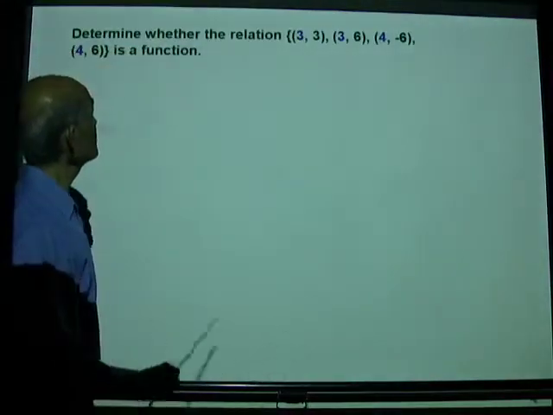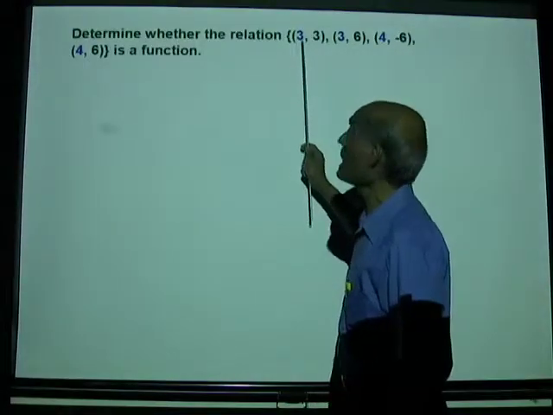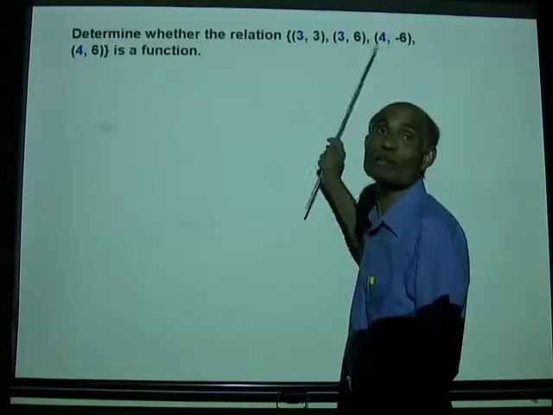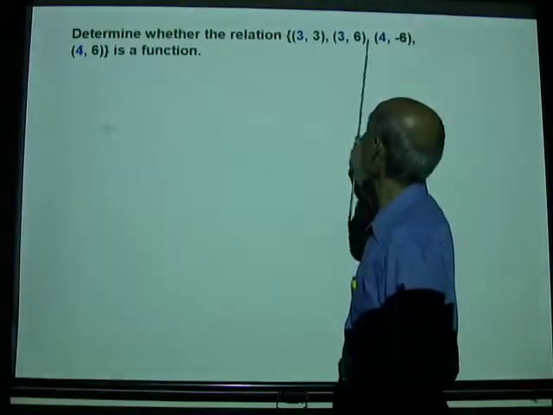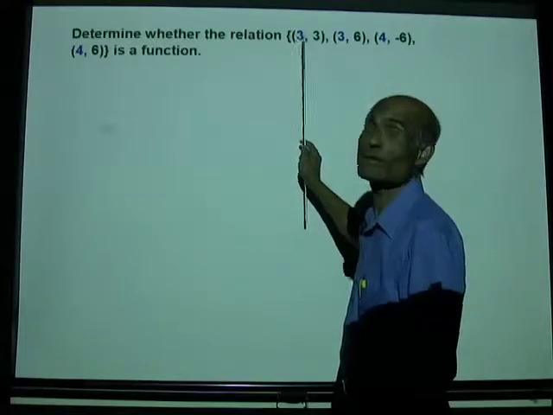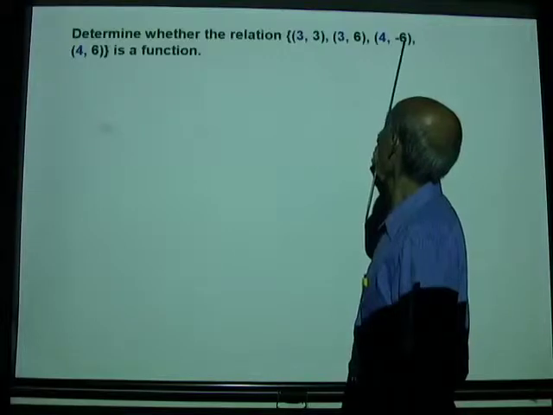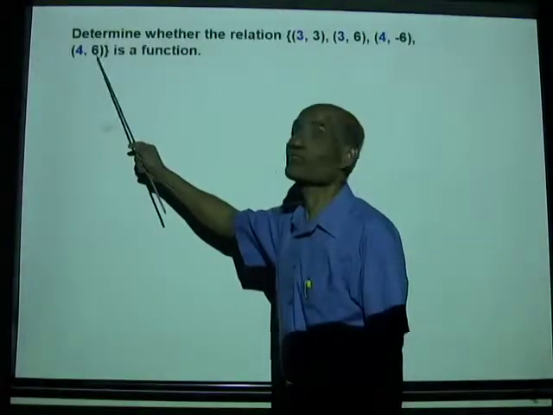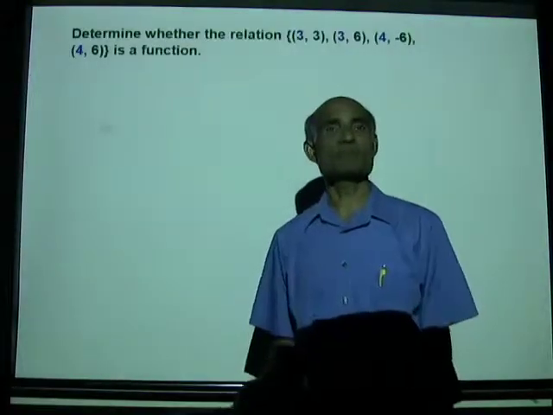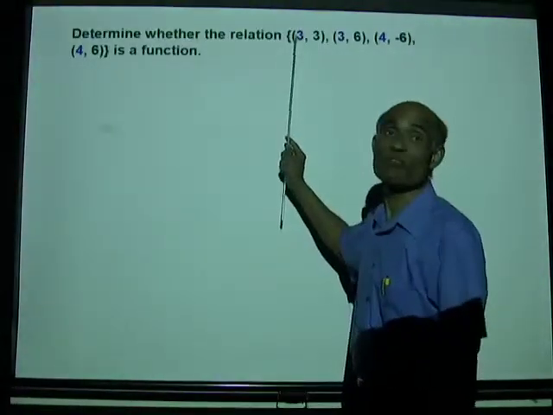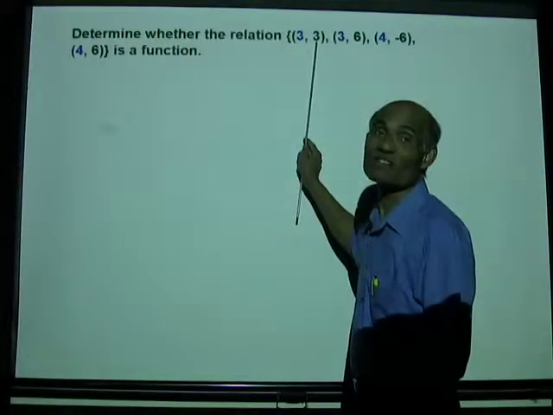Alright, I want you to do this exercise now. Determine whether the relation, this is a set of ordered pairs. So the relation is defined by a set of ordered pairs. Look at the set of ordered pairs there: (3, 3), (3, 6), (4, -6), (4, 6). Does this define a function? Now remember, in a set of ordered pairs, the first value is the input and the second is the output.